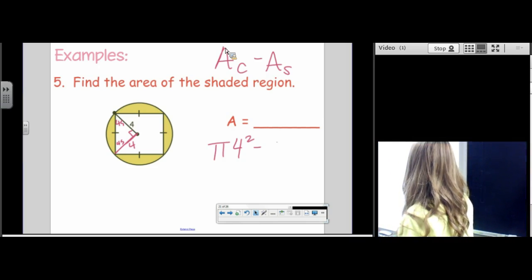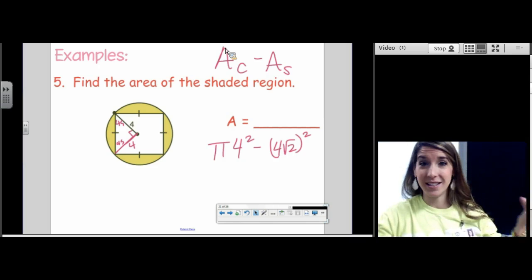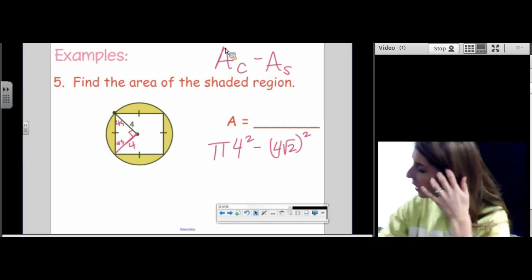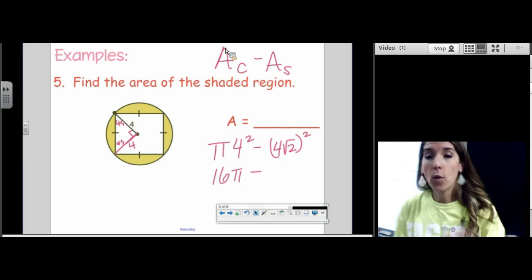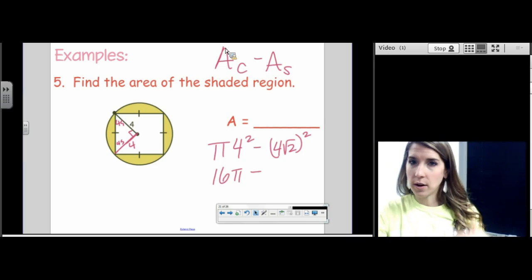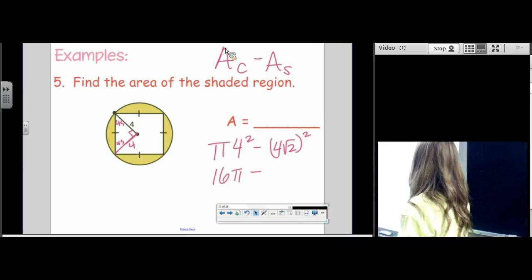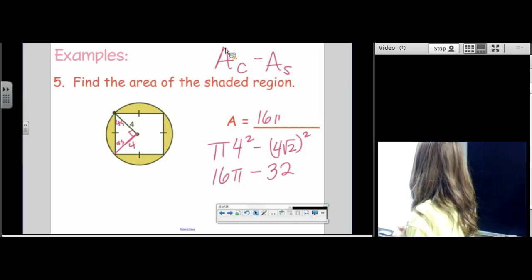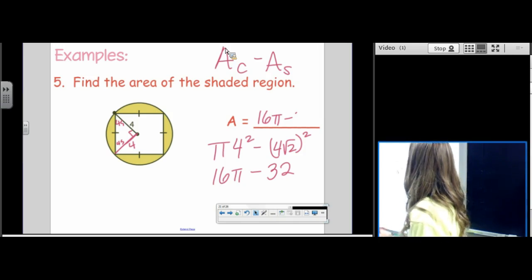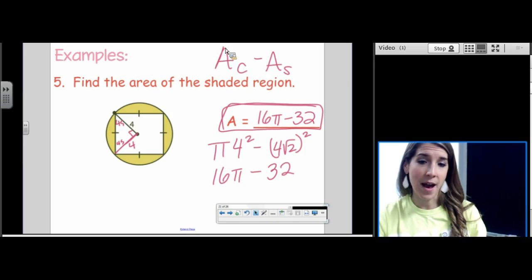The area of the square is side squared. So I'm going to take the side of my square and I'm going to square it, same as base times height. Okay, so this is 16 pi minus 4 squared is 16. The square root of 2 squared is 2. 16 times 2 is 32. And believe it or not, that is the area. You do not combine them because they are not like terms. You can't combine something with a pi with something without a pi. 16 pi is bigger than 32.